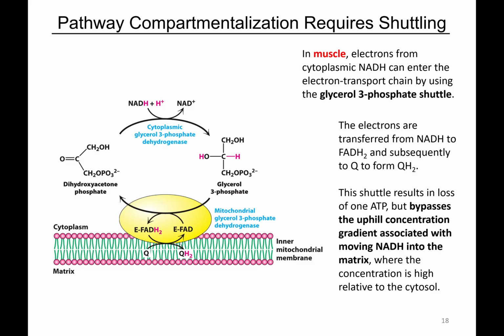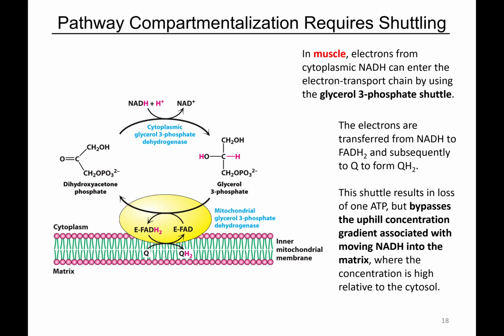So the ketone here gets reduced to an alcohol. We convert dihydroxyacetone phosphate into glycerol 3-phosphate. The electrons are now stored in glycerol 3-phosphate. We can regenerate our DHAP using this protein called the mitochondrial glycerol 3-phosphate dehydrogenase, which catalyzes the reverse reaction. But this time, it gives the electrons to an enzyme-linked FAD, which reduces it to FADH2, and then this enzyme then gives those electrons to coenzyme Q.